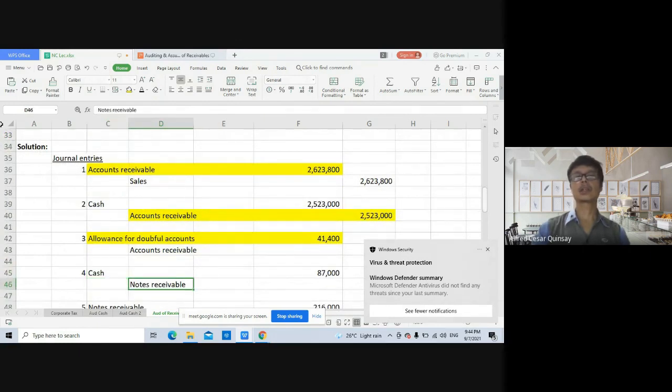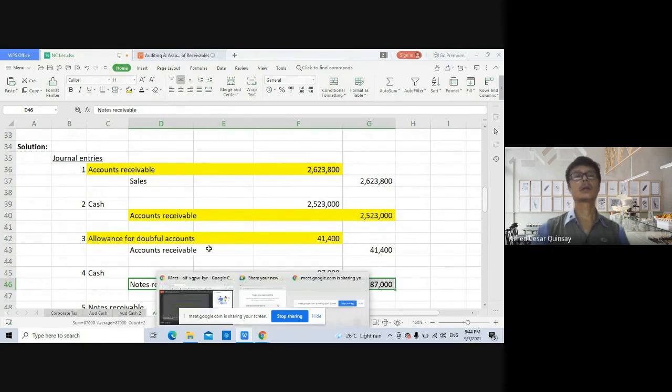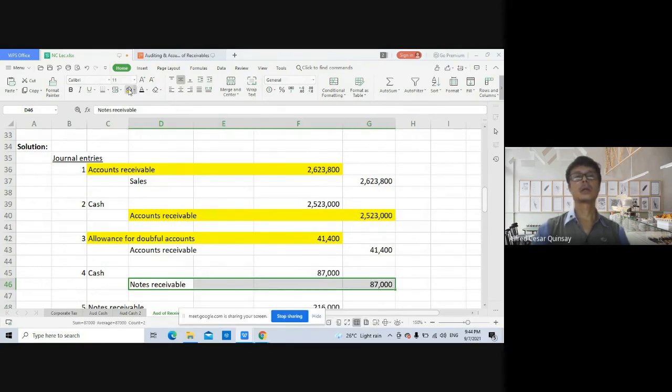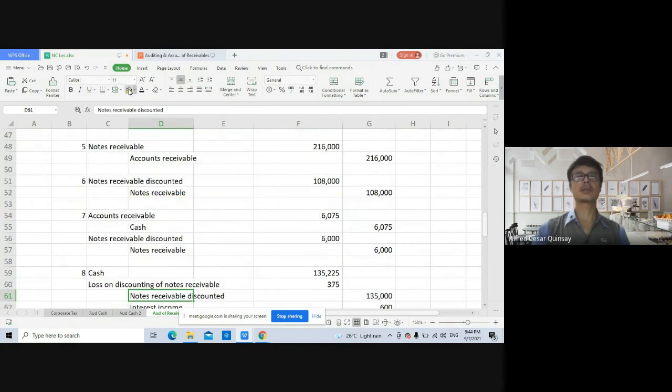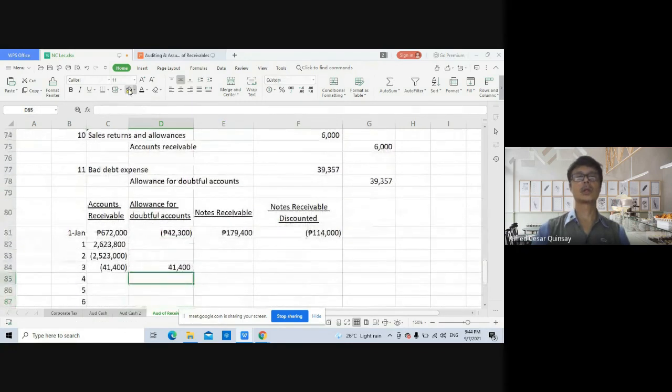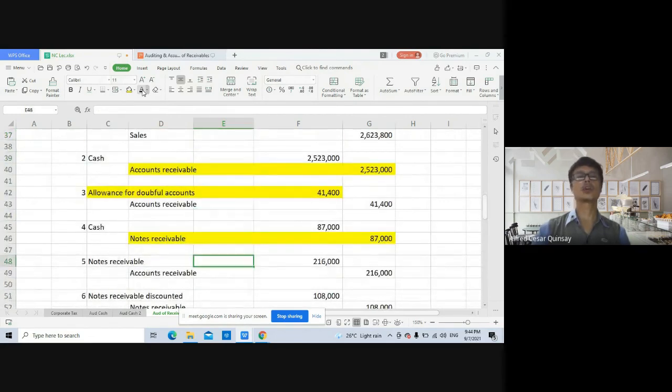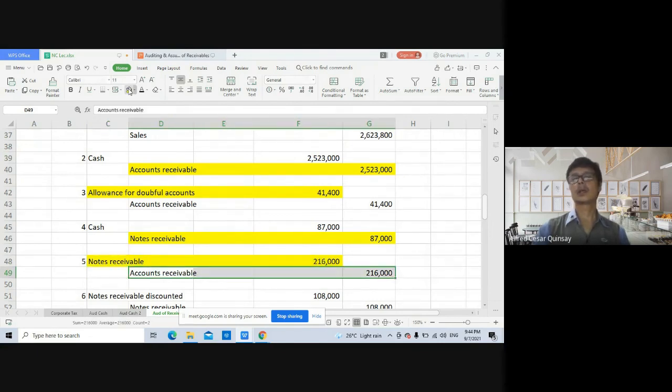And then the next one, debit cash for 87,000 and credit notes receivable for 87,000. So that would be a deduction from the notes receivable since naka-credit, no? For 87,000. And then, ito naman yung notes receivable for 216,000 and credit accounts receivable for 216,000.